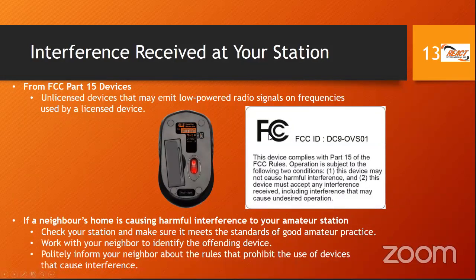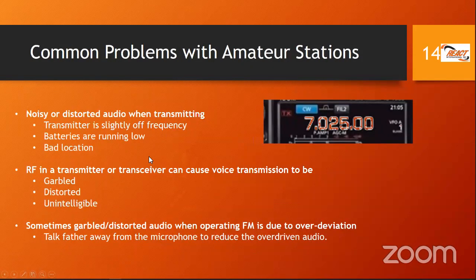And if you look at what this FCC tag says, it says Part 15 devices. One, this device may not cause harmful interference. And two, this device must accept any interference received, including interference that may cause undesired operation. So that's what a Part 15 device is. So the point is you can troubleshoot, but be very nice, please.